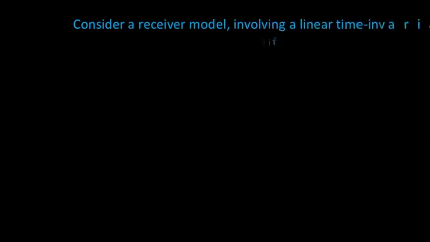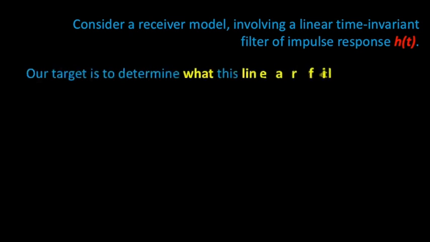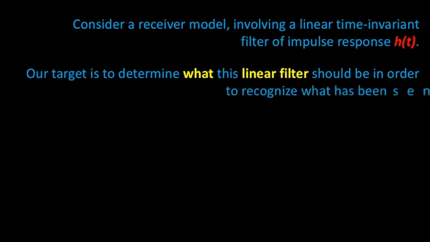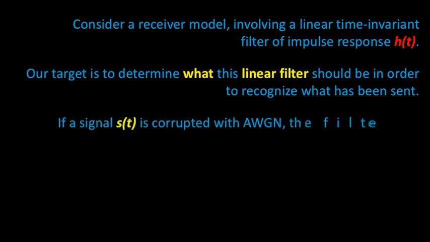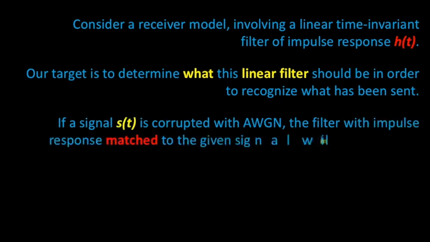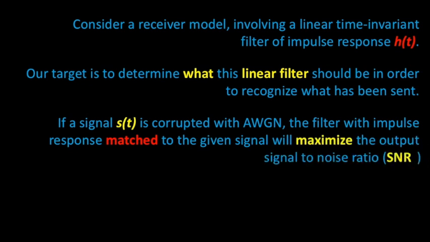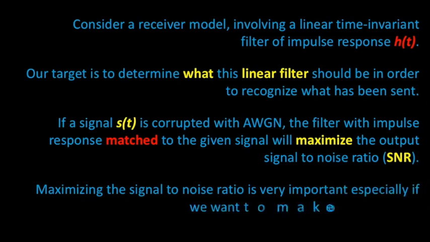Consider a receiver model involving a linear time invariant filter of impulse response h(t). Our target is to determine what this linear filter should be in order to recognize what has been sent. If a signal s(t) is corrupted with AWGN, the filter impulse response matched to the given signal will maximize the output signal to noise ratio, or SNR. Maximizing the signal-to-noise ratio is very important, especially if we want to make our decision reliable.